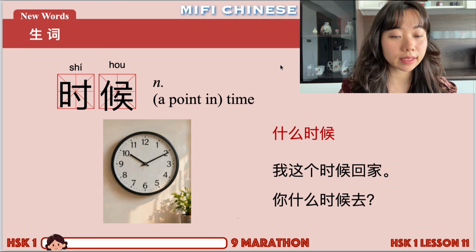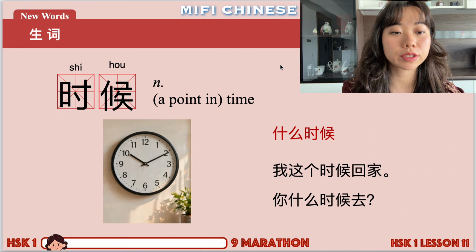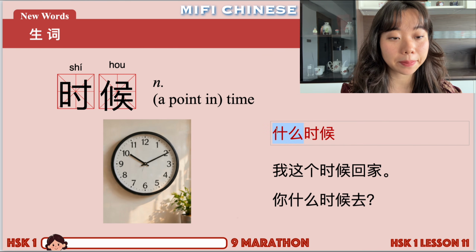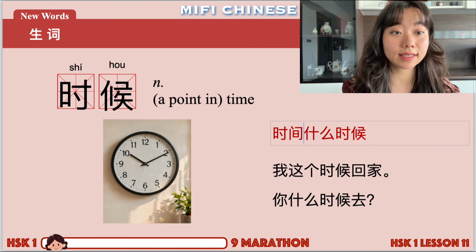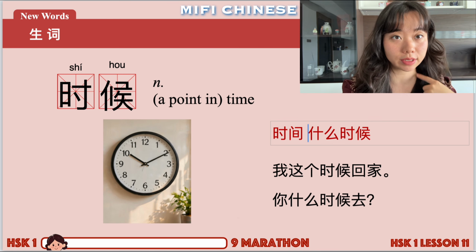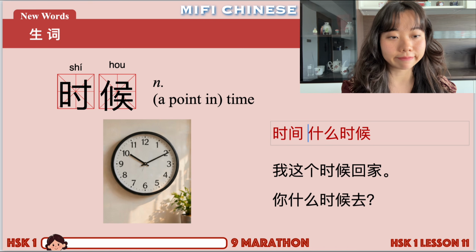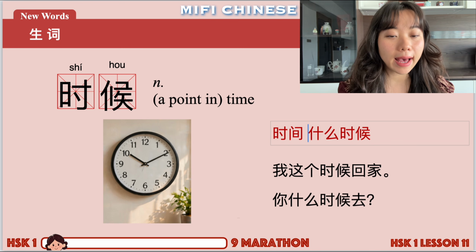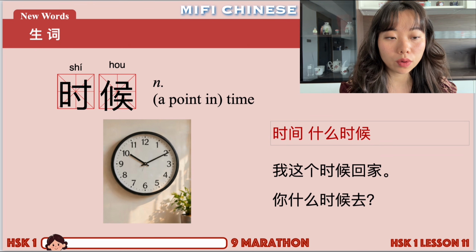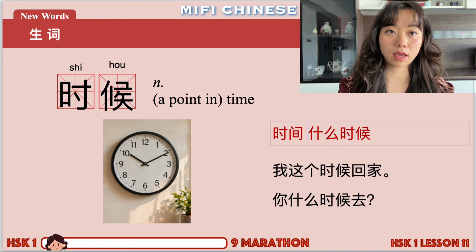It means a point in time. So before we learned the word for time, right? The abstract concept of time itself. How to say time? 时间, right? 时间. Yes, 时间. So what's the difference between 时间 and 时候? 时间 is more likely the abstract concept of time, right? For example, 你有时间吗? Do you have time? 你有时间吗?